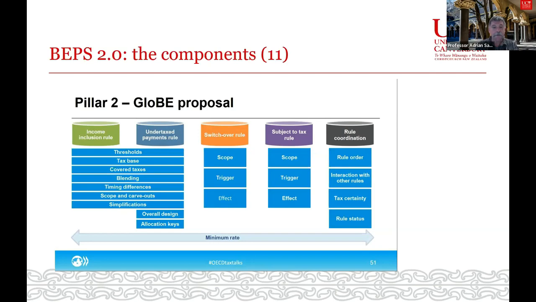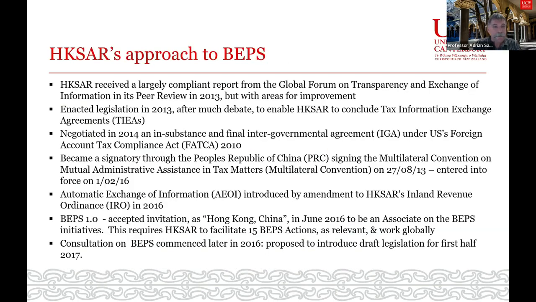So that's talking about this generally. How has all of this affected Hong Kong? Going back a little bit to about 2013, Hong Kong had a largely compliant report from what was known then as the Global Forum on Transparency and Exchange of Information when a peer review was conducted, but some areas for improvement. So eventually, after a lot of debate, legislation was enacted to enable tax information exchange agreements. Those are agreements for exchange of information between what some might call countries that are low tax countries.